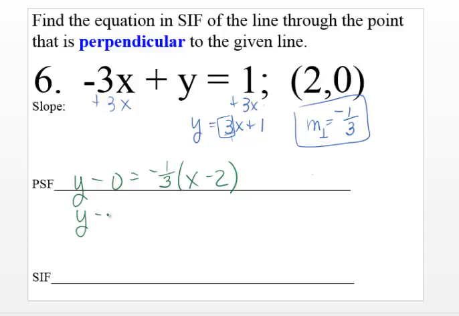Slope-intercept form would be y minus 0 equals negative 1/3 x. Negative times negative is a positive, and that would be 2/3. And then y minus 0 is just y. So I end up with y equals negative 1/3 x plus 2/3.